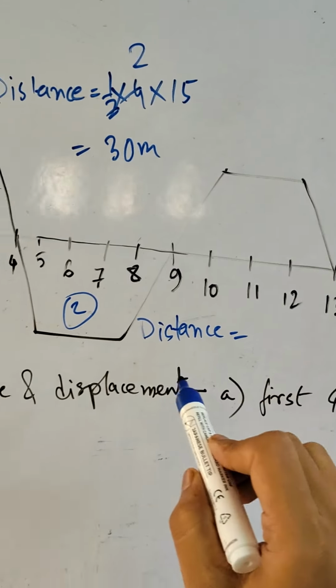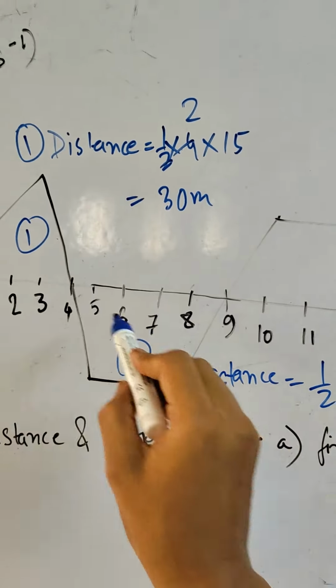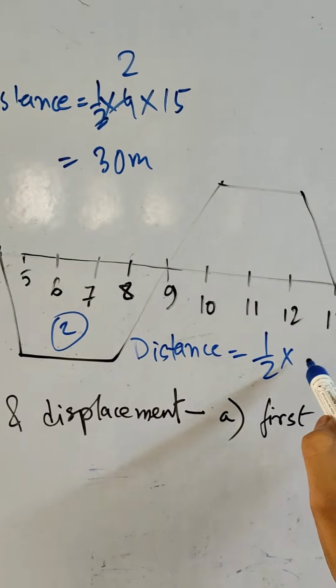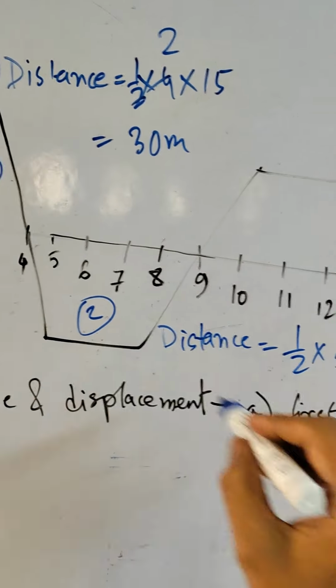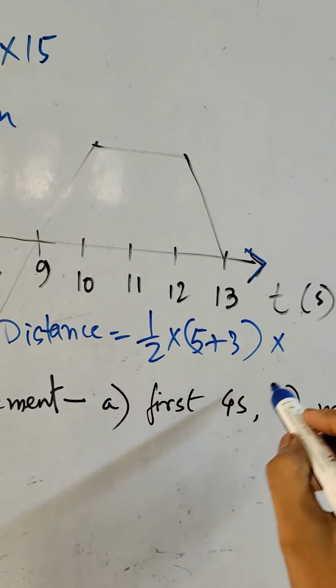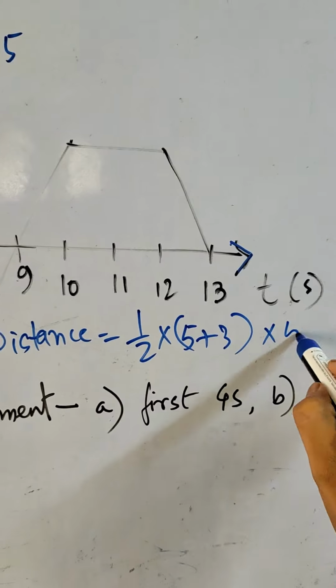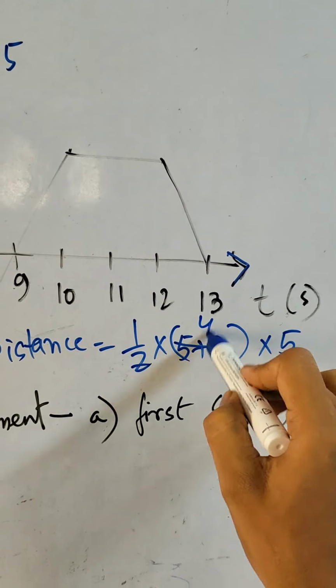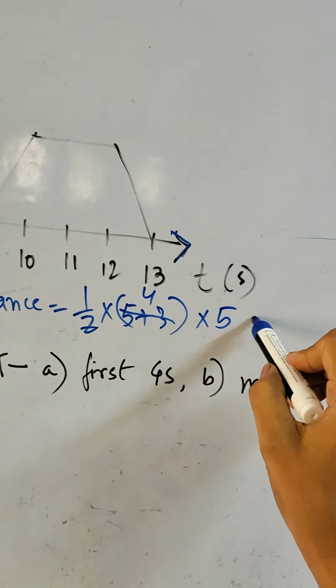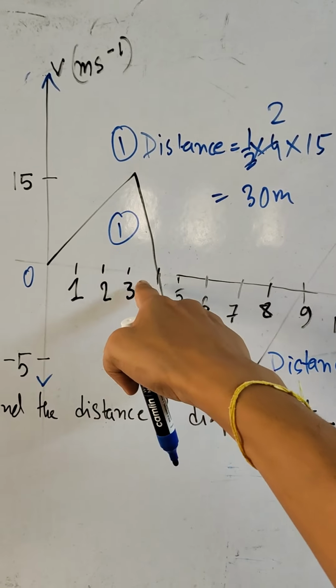The formula for the area of a trapezium is half into the sum of the parallel sides. Here the parallel sides are from 4 to 9, so it is 5, plus, from 5 to 8, so it is 3. So 5 plus 3, into the height. The height we can see is from 0 to 5, so it is 5. The sum gives 8, and if we cancel, doing it in the same step because of the shortage of space, it gives 20 meters. So the distance covered from 4 seconds to 9 seconds is 20 meters.